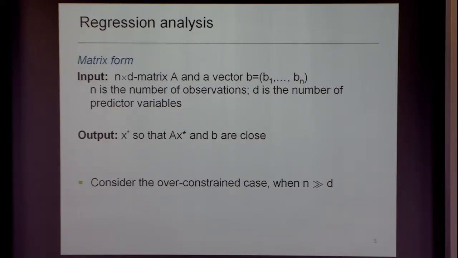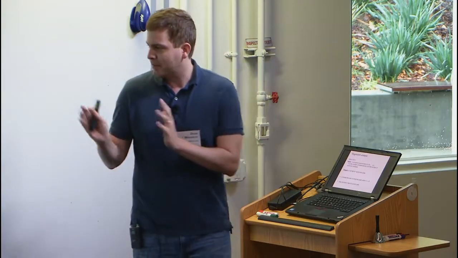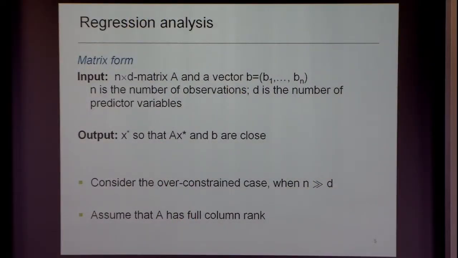For this talk, we're going to consider the over-constrained case, when n is much larger than d. This is a common case that arises, and so there need not be a solution here, right? There need not be an x star so that Ax star is equal to b. We're also going to assume that A has full column rank in this talk. Using one of Lapshi's results, you can replace A with an A which has full column rank very quickly, but I won't get into that here. So let's just assume that.